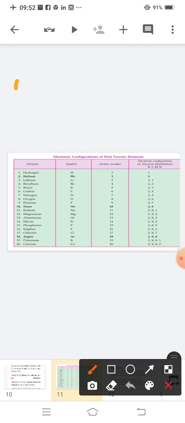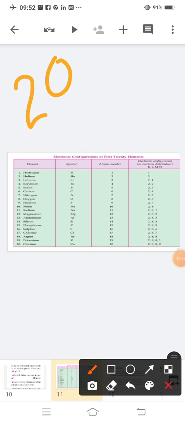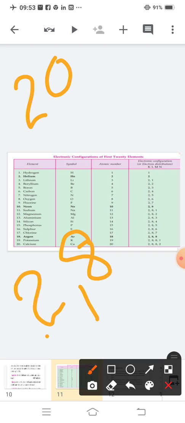Calcium atomic number is 20. Now in the first energy shell you can locate how many electrons? You can locate 2 electrons. So out of 20 you have already located 2 electrons. So 20 minus 2 is 18 remaining. In the second you can locate how many electrons? 8 electrons. So 2 plus 8 is 10. Now how many are remaining?